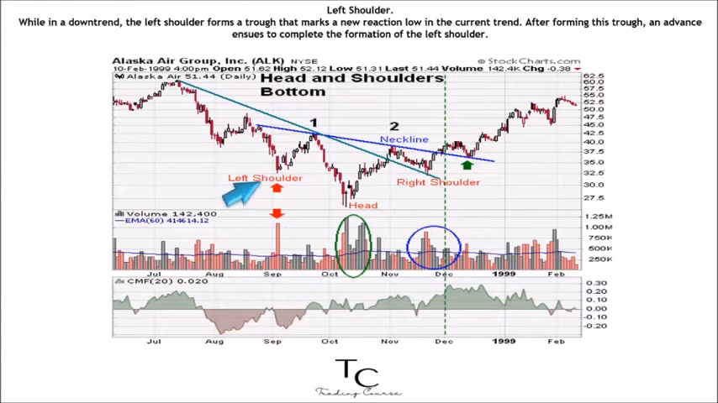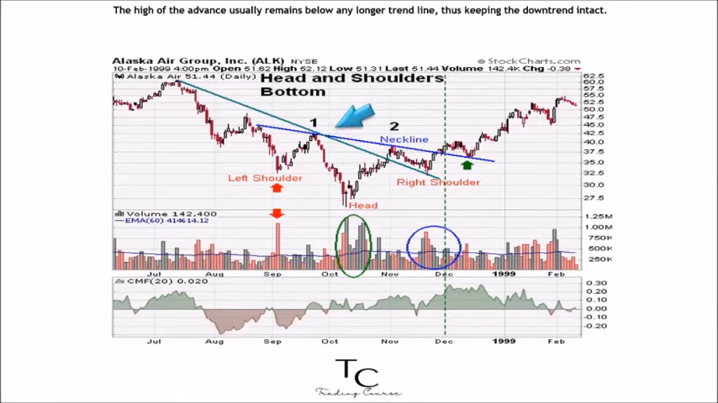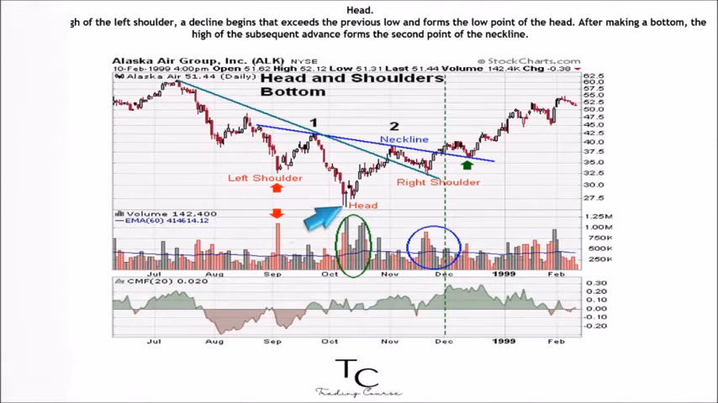Left shoulder. While in a downtrend, the left shoulder forms a trough that marks a new reaction low in the current trend. After forming this trough, an advance ensues to complete the formation of the left shoulder. The high of the advance usually remains below any longer trend line, thus keeping the downtrend intact.